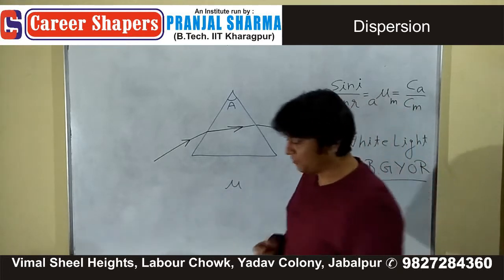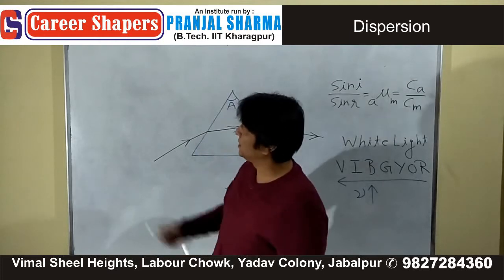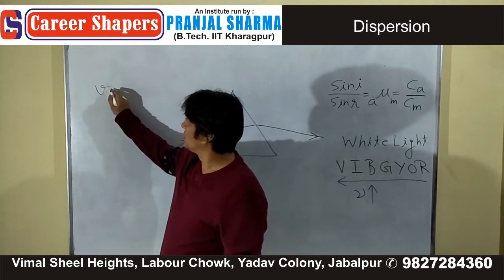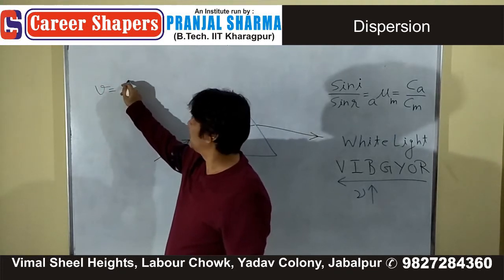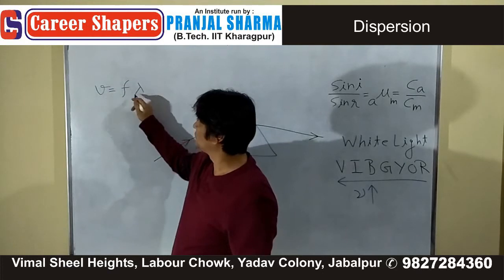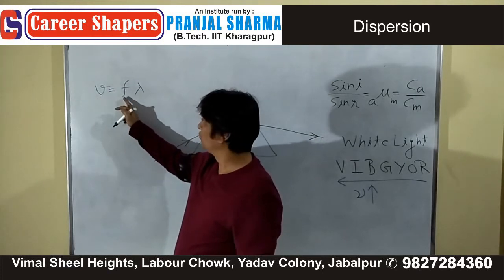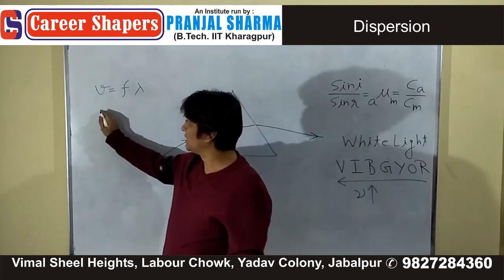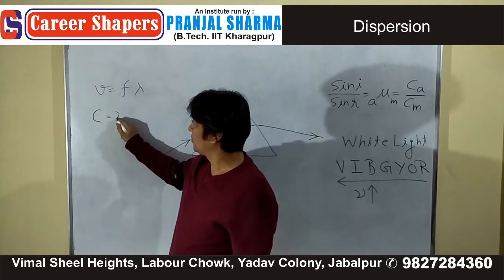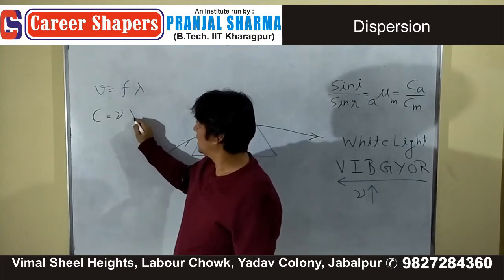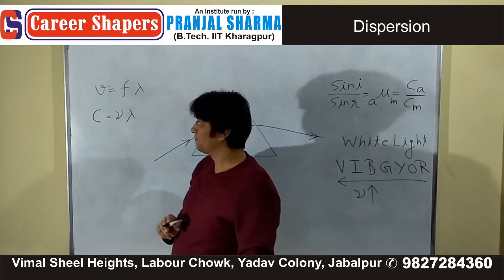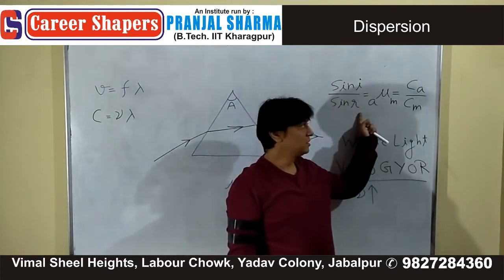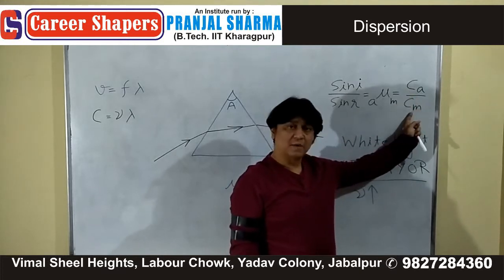Now, what is the meaning of this frequency and all? Now look here. You know that v is defined as f lambda. Everybody has seen this formula, velocity of wave, frequency, wavelength. In here, we are using c for the speed of light. For frequency, we are using nu, and this is lambda only. Now look at this part. Sin i upon sin r, which is Ca divided by Cm.